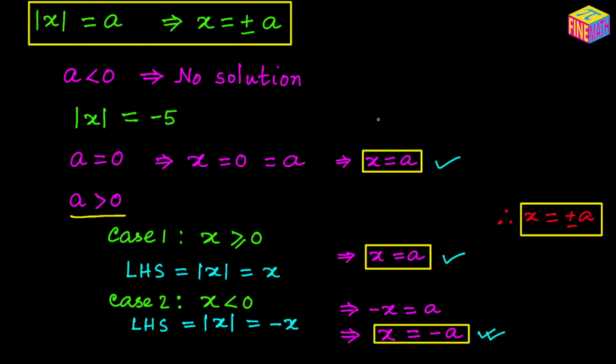So the property says that modulus of x equals a would mean that x is equal to plus or minus a, and that we have proved already, right? Okay, let's move on to the next property.